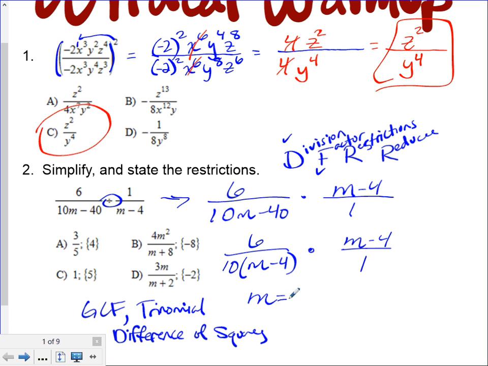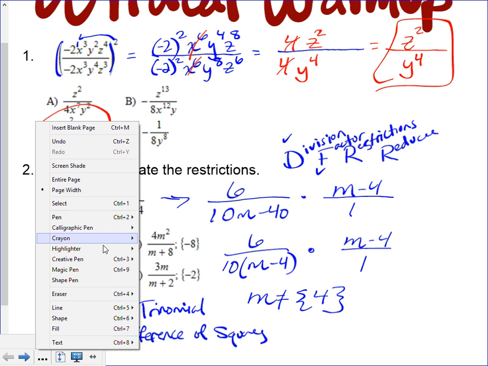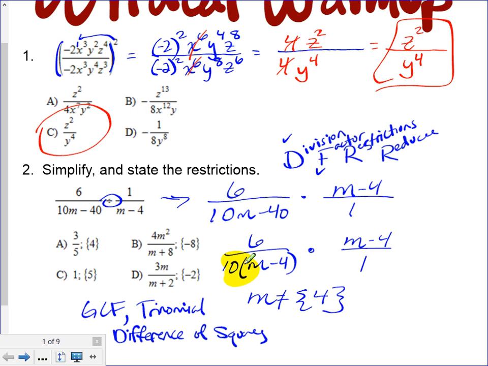Restrictions, what can m not equal? Now if it's a constant or just a number with no variable, do I look at it? No, just ignore it. Move on to this m. What would be the restriction here? Positive 4. 1, do I care about it? No, I only look if it has a variable. And I'm only checking for restrictions in the denominator. Reviewing from yesterday.